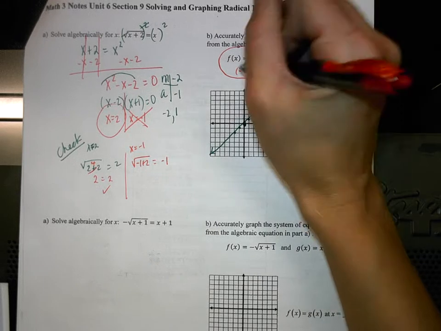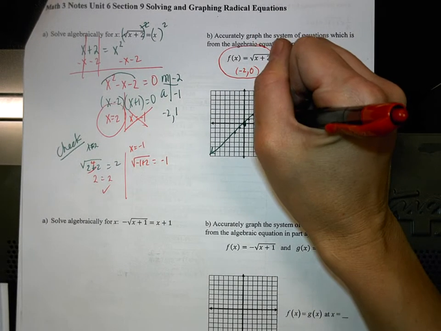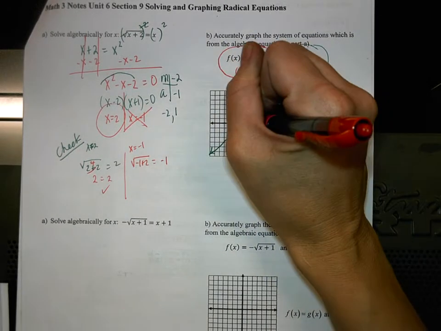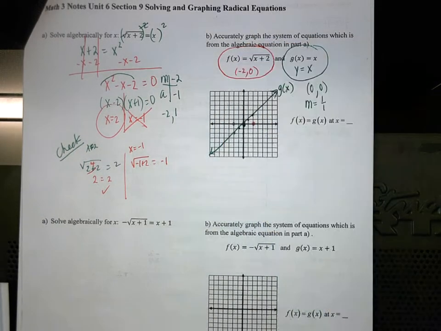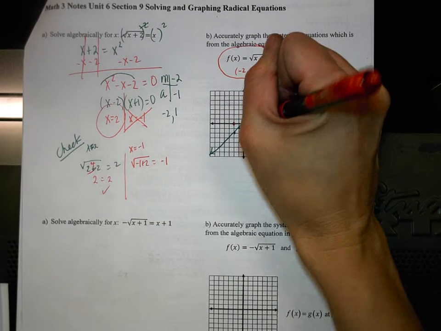-2 for the x and 0 for the y. So -2, 0, here is my point. Oh, wait, that is not my point. Would you guys agree? -2, 0. Are we okay there? This one is not there. Okay.